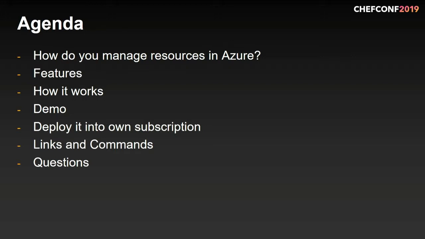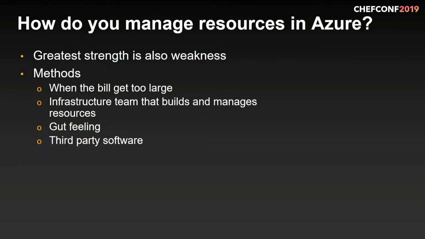So, just a short summary of the stuff we're going to go through. How do you manage resources in Azure? The greatest strength is also its weakness. You give people access to it, and this is true of any cloud platform. How do you manage the cost and the most expensive part, which is compute, whether it's Azure, AWS, GCP, or anything like that? And I'm sure some of you feel these methods when the bill gets too large. I know at Chef sometimes it's like, you're running too much. You need to start shutting stuff down.